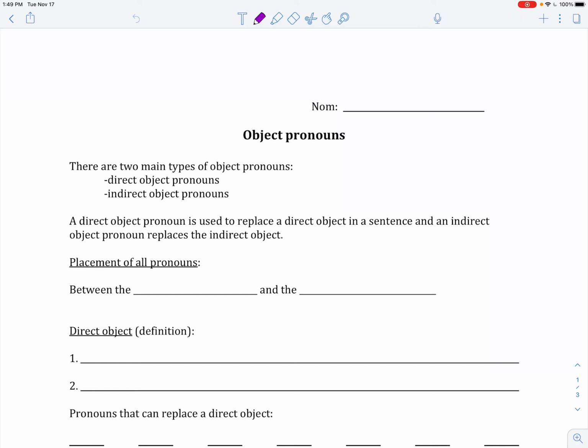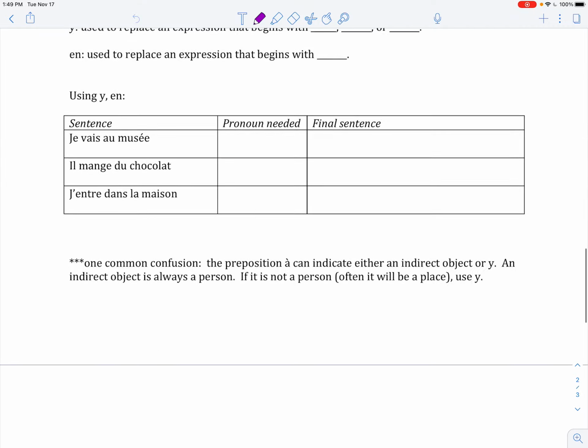I want you to be filling out your own copy of these notes as we go along. The topic for the day is object pronouns, and before I get into these notes, I'm just going to scroll ahead to a blank page to give you just a little bit more information about pronouns in general. We haven't really talked about it much this year. You don't need to write this down. This is just a little background information to help make everything make a little bit more sense.